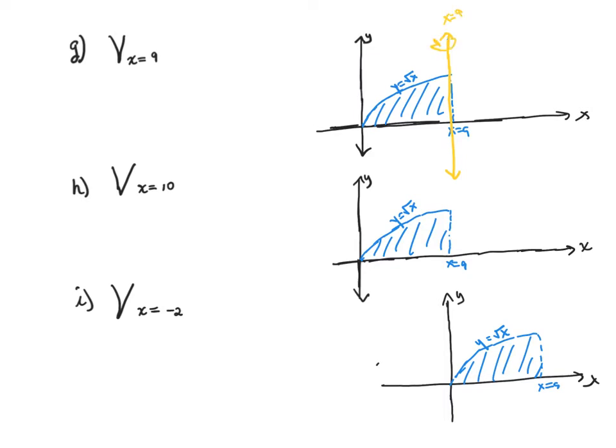So we go around this way. In the second one, we go 1 to the right of x equals 9. So that's x equals 10. And then in the last one, we go to the left of the region, x equals negative 2. Okay, and we go around this way. Now, in order to create a washer, the rectangle has to be the opposite orientation of the axis of revolution. So since these axes are all vertical, the rectangle we must use is horizontal.